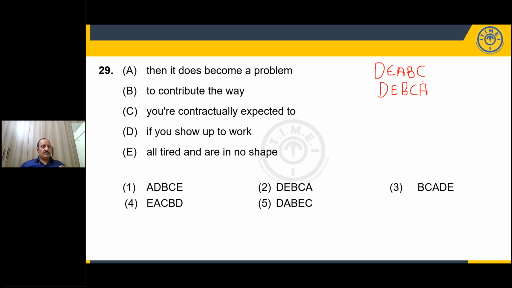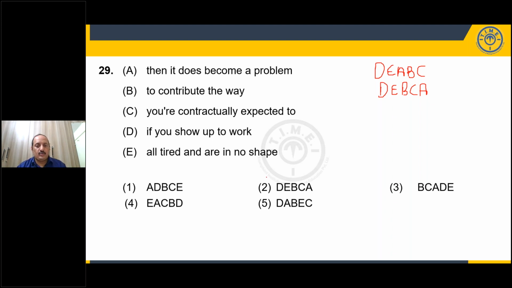If you show up to work all tired and are in no shape, then it does become a problem to contribute the way you're contractually expected to. Or if you show up to work all tired and are in no shape to contribute the way you're contractually expected to, then it does become a problem. So both orders are fine. I think there should be only one of them in the options because technically both are okay.